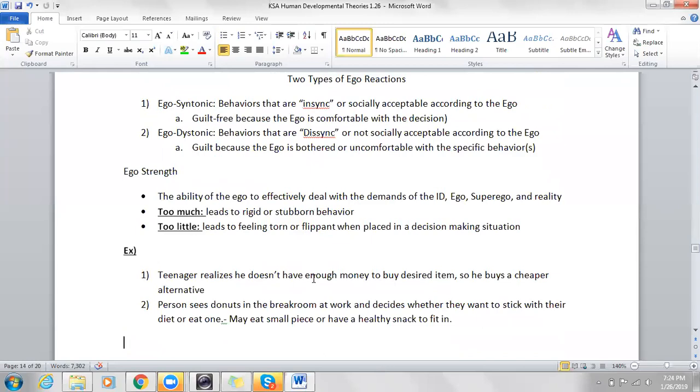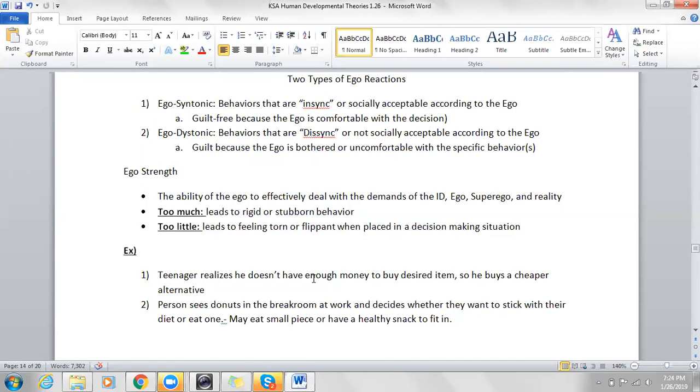So that begs the question, what is ego strength? And that is the ability of the ego to effectively deal with the demands of the id, ego, superego, and reality. So too much ego strength, or refrain, leads to rigid or stubborn behaviors. Too little has someone feeling torn or flippant, and when placed in a decision, they just have no clue what they need to do. So two examples here.